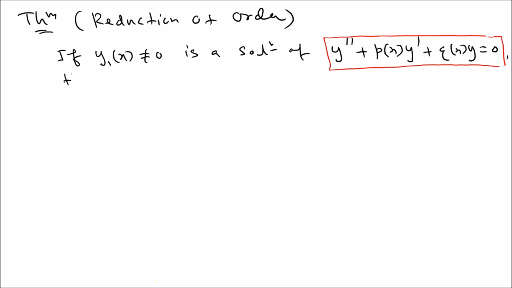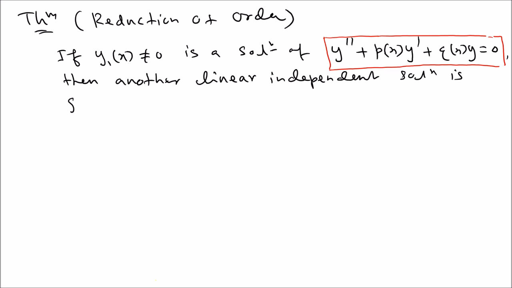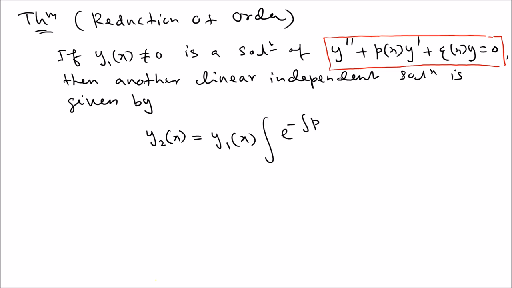Then another linearly independent solution, so this is automatically linearly independent, is given by y2(x) equals y1(x) times the integral of e to the negative integral of p(x) dx. That's why you need to know what p(x) is, divided by y1(x) whole thing squared, so you square y1, dx. So that is the formula, the reduction of order formula, and you can directly use that.